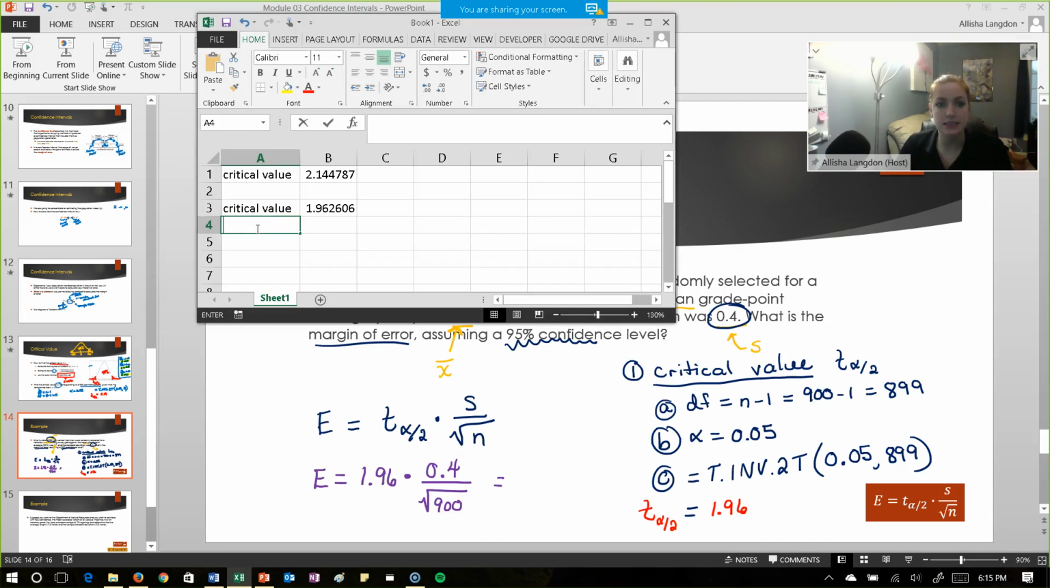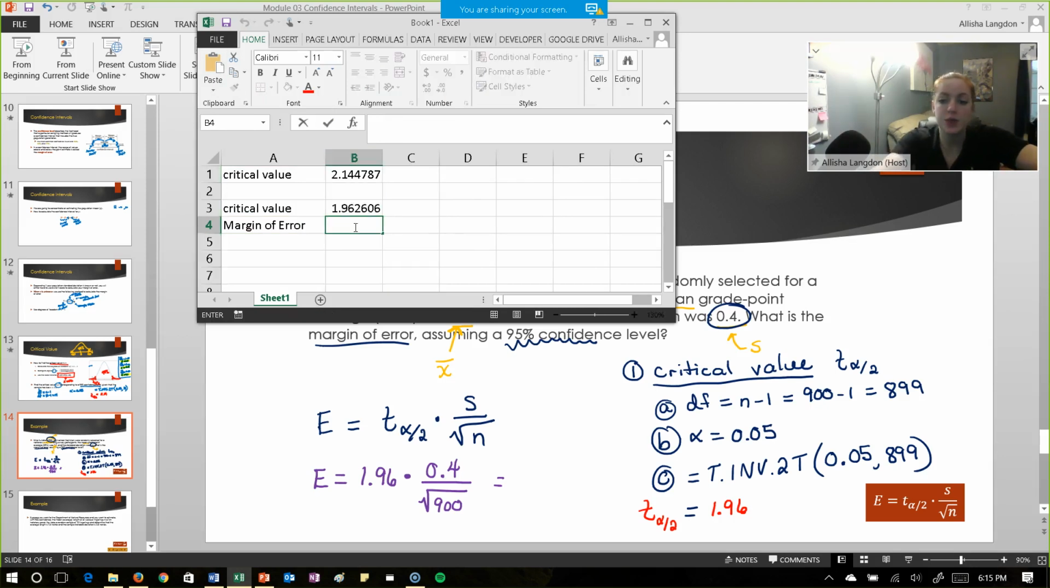So let's talk about what that means. We're going to find our E, our margin of error. Okay. So we're going to go equals. Now instead of typing in 1.96, since I've already calculated my critical value above, I'm just going to click on that, and it's going to use the value in there as a reference, hence the name reference cell. So see how it highlights B3 to show you I'm going to use the number that's in that cell. And we're going to multiply by 0.4 and then divide by the square root of n.